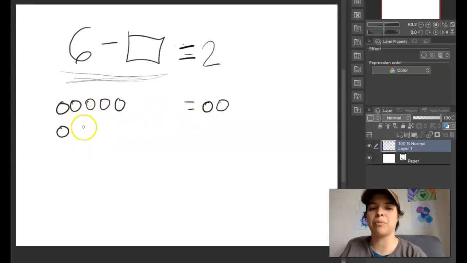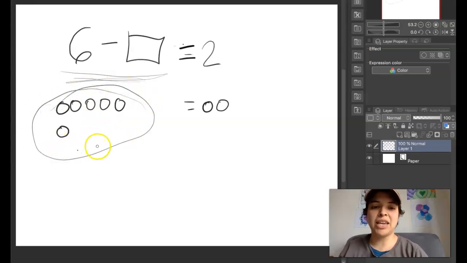We need to figure out what happens to this group of 6 that we have here in order to make it 2. And one way to do that is, well, I can start off with just counting my 2. So if I'm saying this is 1 and this is 2, then I know I need to cross off all the other ones.